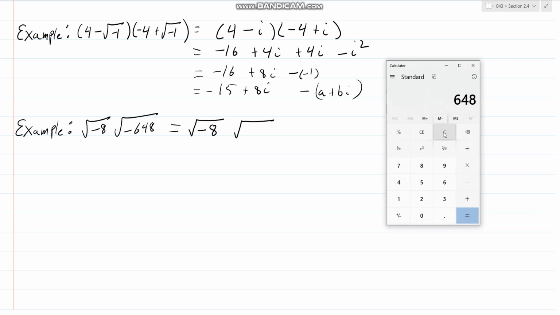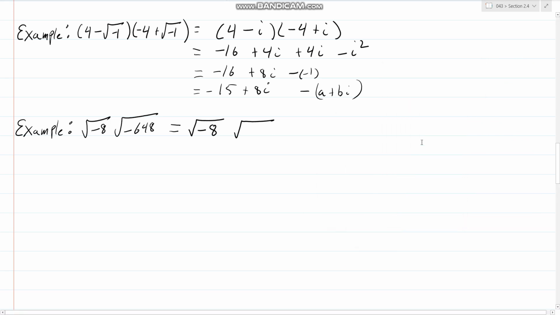So 648 divided by 8 is 81. So I'm going to write this as -8 times 81. And I notice that 81 is a perfect square, right? That's 9 squared. So I can take that out. And so 9 -8 times -8. Now, I can start breaking this up, and this is 9 times root 8i, root 8i. I can break it up that way.